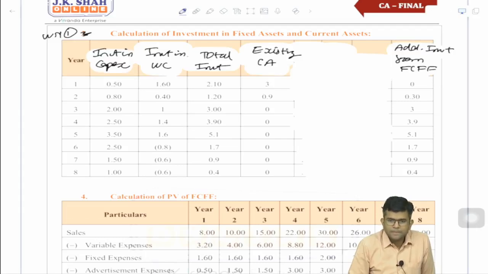All done? So the last column you see, do you realize that is what will be putting pressure on the FCFF. You are understanding, no? From FCFF we will be subtracting this.